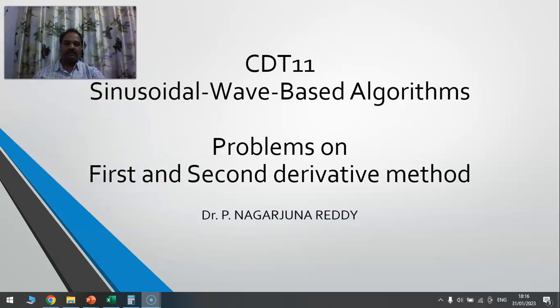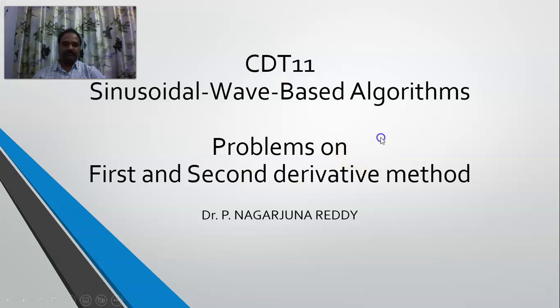Morning. Today we'll discuss the first and second derivative method. We have seen the theory part in the last lecture. Now we'll try to solve the problem on the first and second derivative method to determine the peak value of a signal and also to determine the impedance phasor.